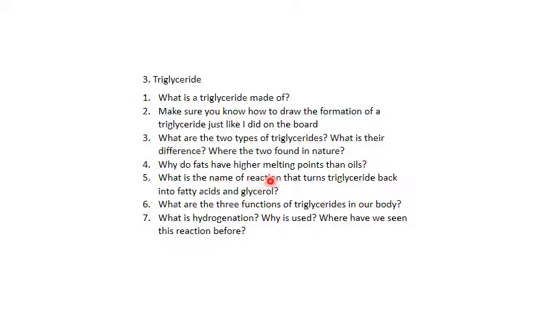What is the name of the reaction that turns triglyceride back into fatty acids and glycerol? Okay, so the formation of a triglyceride is the formation of an ester. You're taking a glycerol, which is an alcohol, and the three fatty acids, which are carboxylic acids, and forming an ester, which the triglyceride is, and water. Then you can reverse the reaction, take the triglyceride and water, and turn it back into fatty acids and glycerol, and that's called hydrolysis.